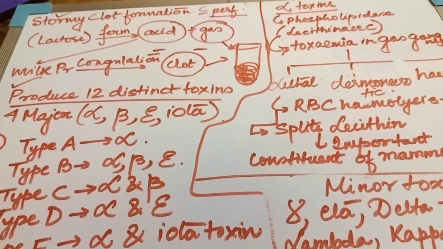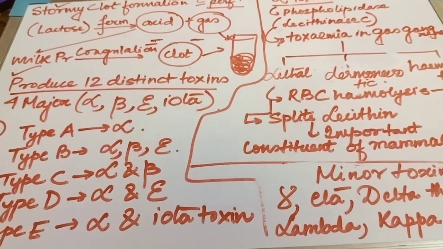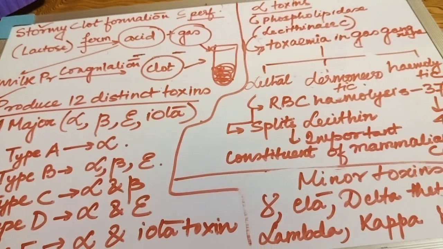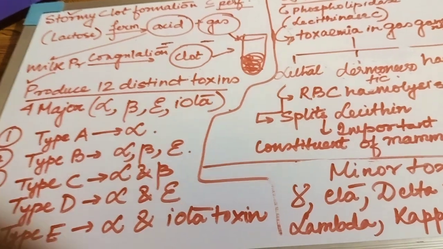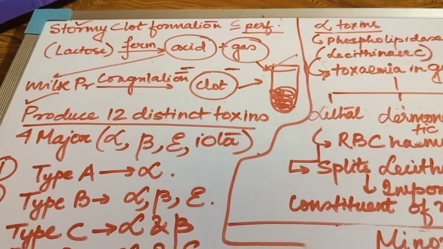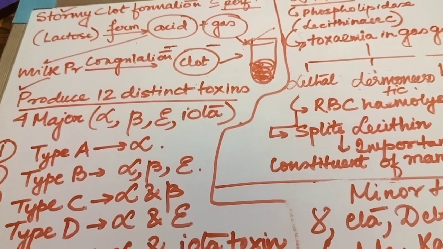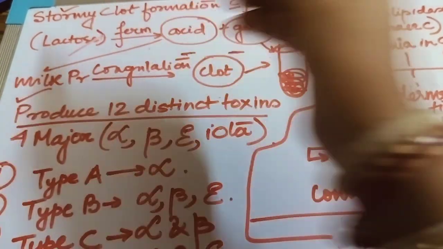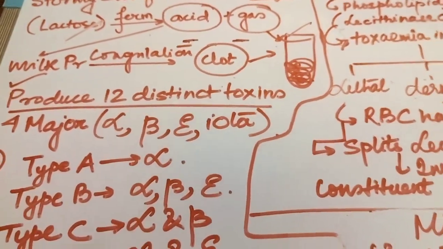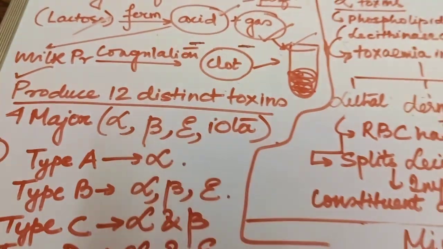Okay, now in continuation with the first video that is associated with Clostridium perfringens, first I will discuss the stormy clot formation. The stormy clot formation is associated with lactose, which we call milk sugar, which will undergo fermentation to produce acid and to produce gas.